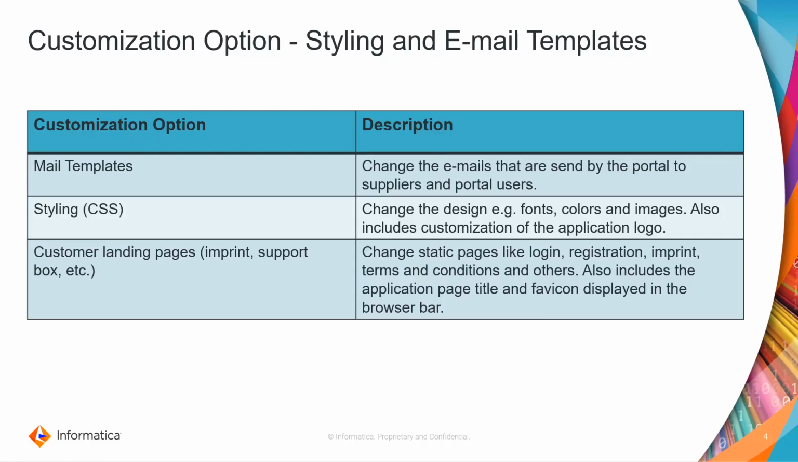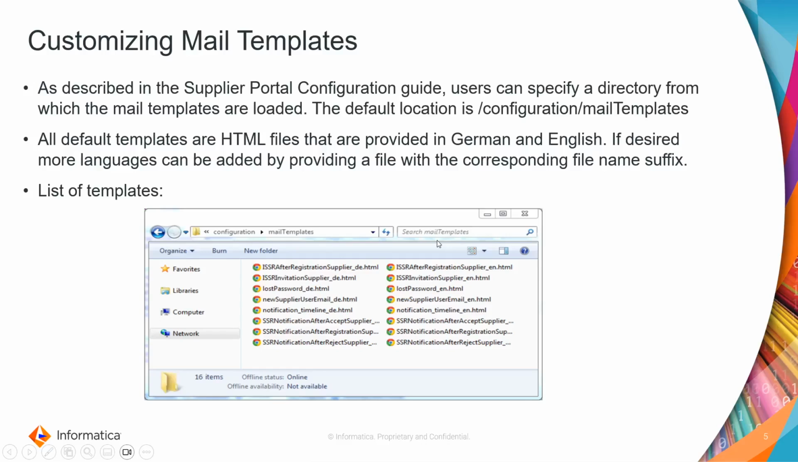Next is customizing customer landing pages. Static pages like the login page, the support box, terms and condition information, imprint and other registration data can also be updated. All these can be done by updating the HTML files which are found in the Tomcat Web Apps folder. Next we'll move on to customizing mail templates.